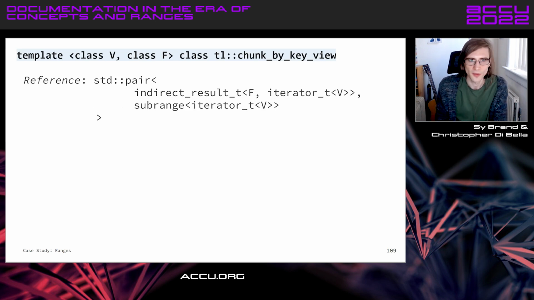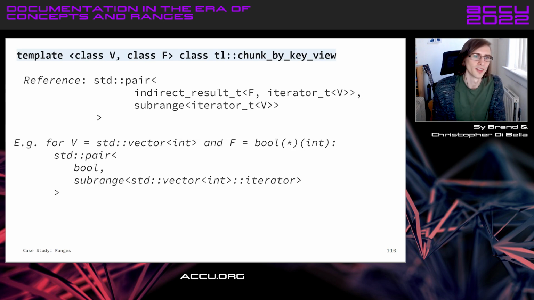Then we think about the reference type. Okay, this is a pair of, again, we have this indirect result T and subrange. So maybe in this case, we'll do an example and say, okay, well, if your range is a vector and your function is a function pointer from int to bool, then you're going to get back a pair of bool and a subrange of vector iterators. So we can have examples, we can have prose, whatever we like.